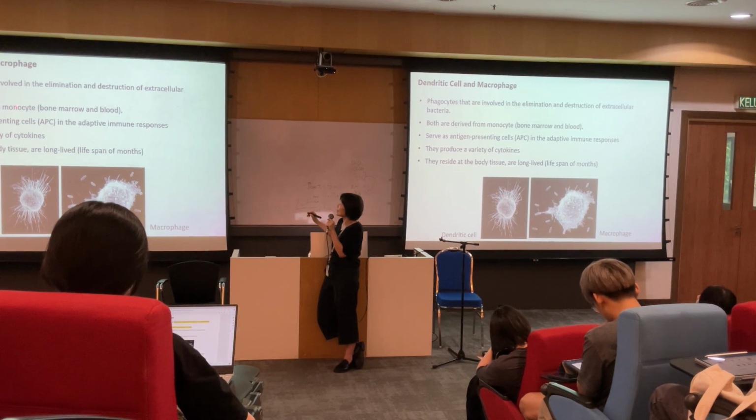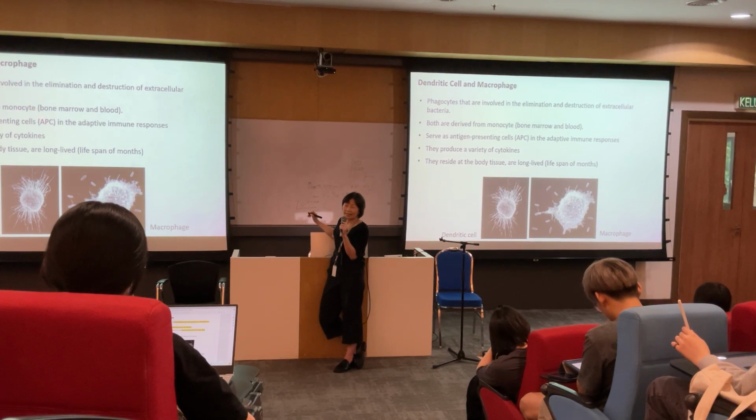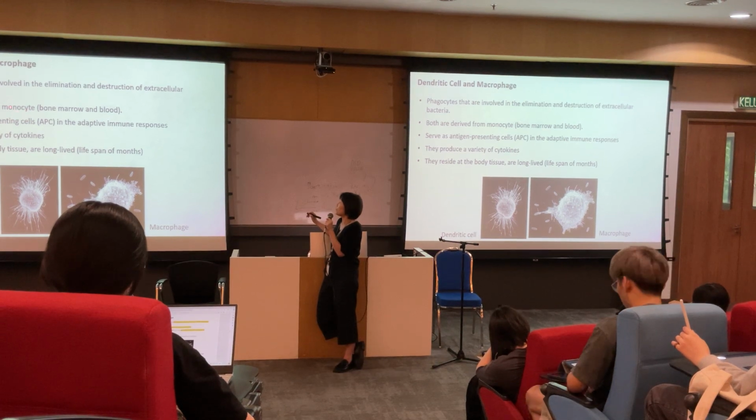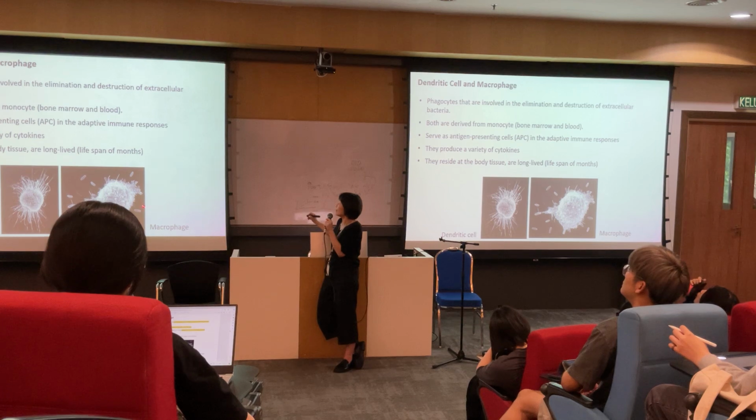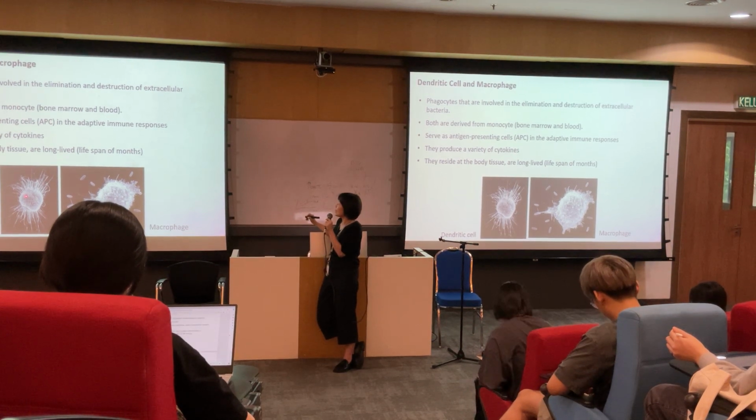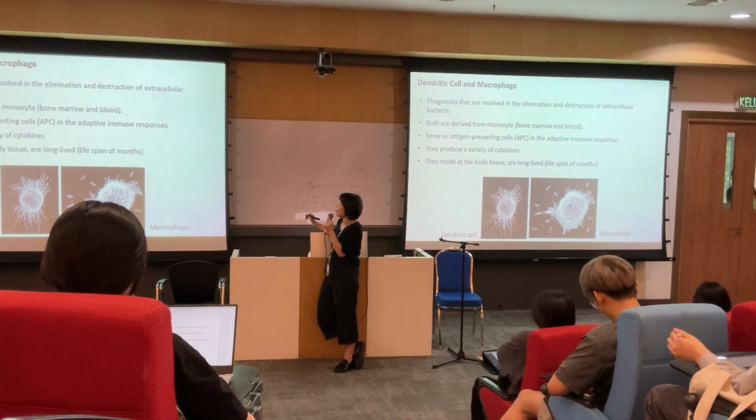This monocyte itself can also be considered a phagocyte. It has the ability to engulf the pathogens as well. But they also make into dendritic cells and macrophages, and they themselves have the ability to be antigen presenting cells. So these three, monocyte, dendritic cell, and macrophage, can act as antigen presenting cells.